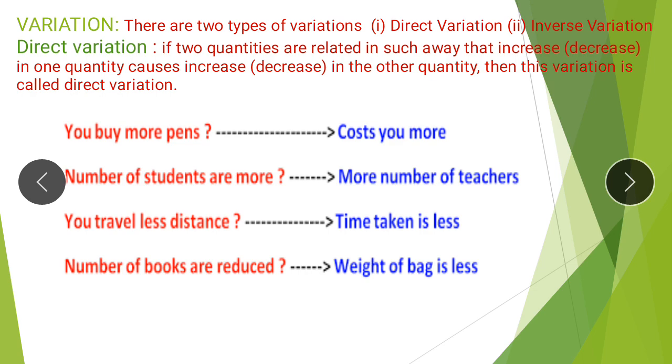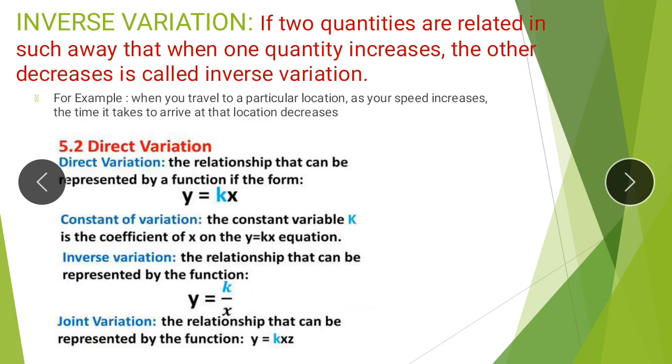Here we have some examples of direct variation. If you buy more pens, it costs you more. If the number of students is more, then more teachers will be required. If you travel less distance, then the time taken is less. If the number of books is reduced, then the weight of the bag is less.